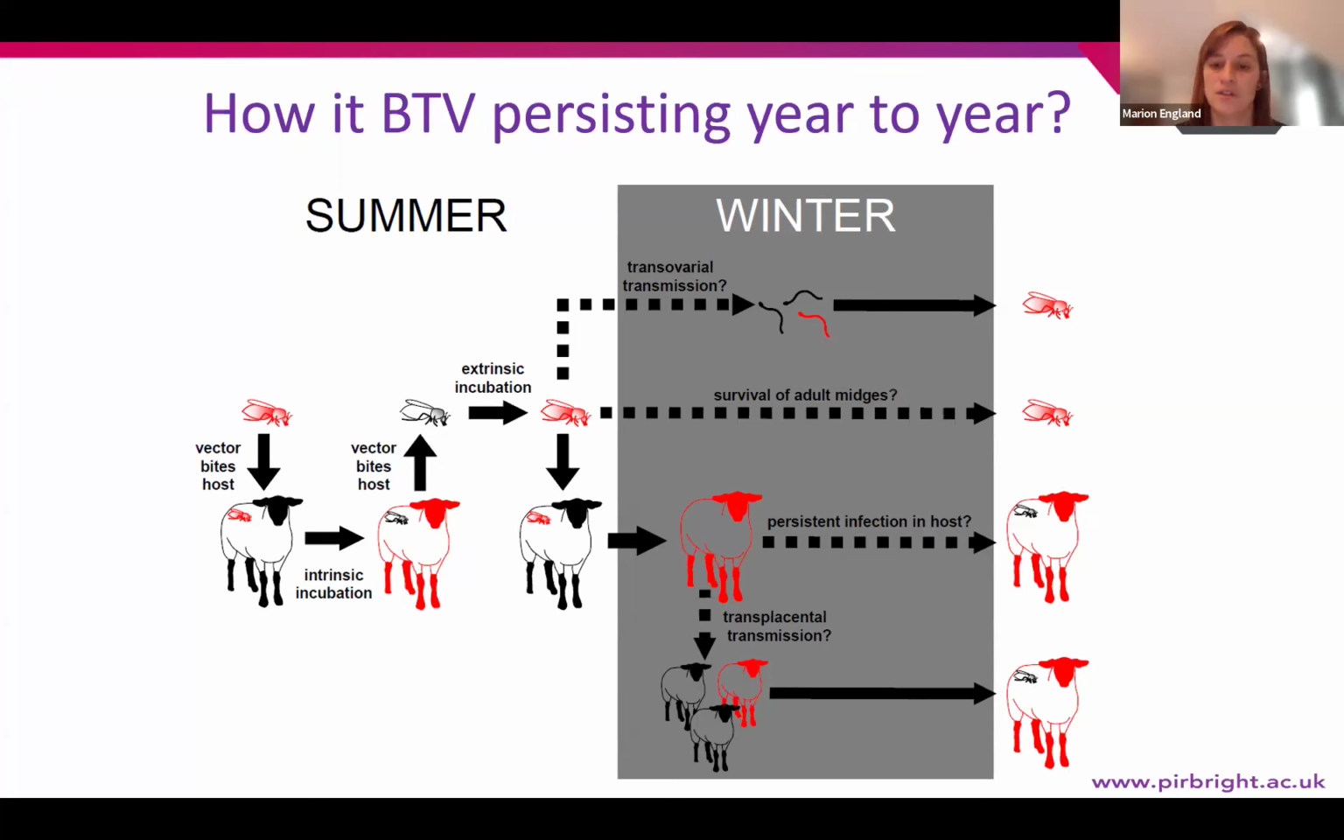And then we do know that transplacental transmission happens. A sheep or a cow can pass the virus across the placenta through to its offspring. So then if the offspring is born in the spring, we can have infected animals ready to be bitten by our Culicoides when they emerge. So it may be any or all of these mechanisms that get the virus through the winter in our temperate regions.